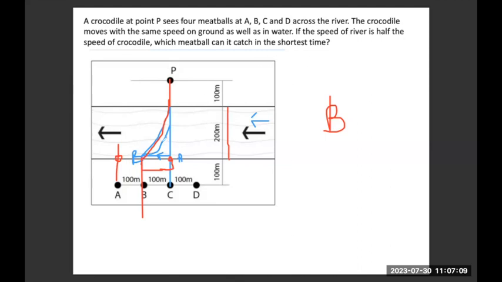If both the speeds were the same, then from A it would reach point X, I'm saying point X. If it was given that the speed of the river and the speed of the crocodile are the same, he would have reached X from A and would have gotten meatball A first. He would be able to catch meatball A first in that case. But in this scenario, when it is given that the speed of the river is half, this point could only travel 100 meters because its speed is half the crocodile's speed. That's why the crocodile would be able to reach point B, this junction, first, and then take meatball B.